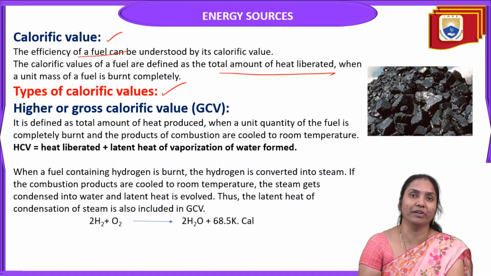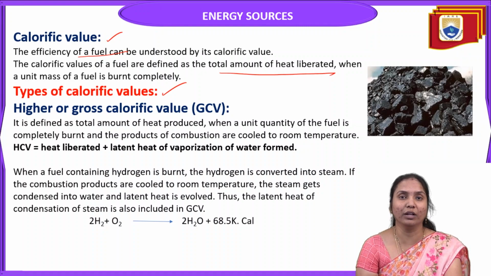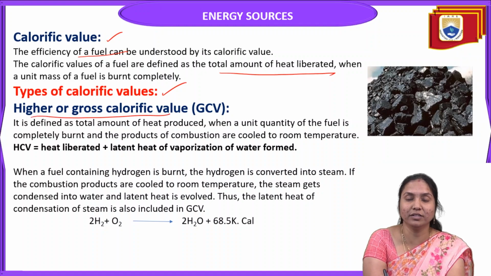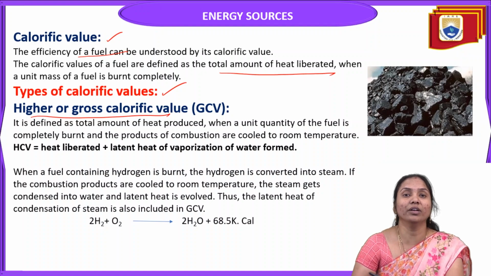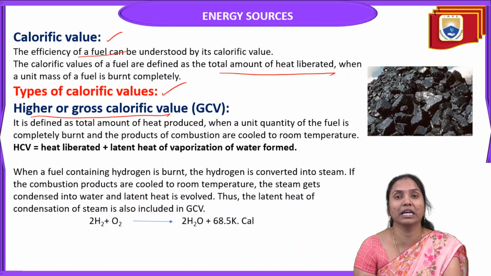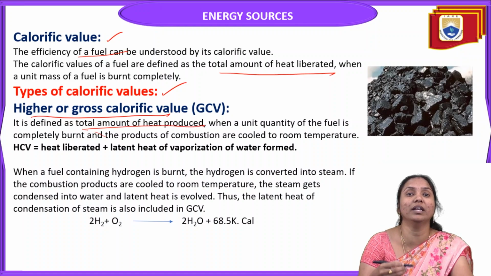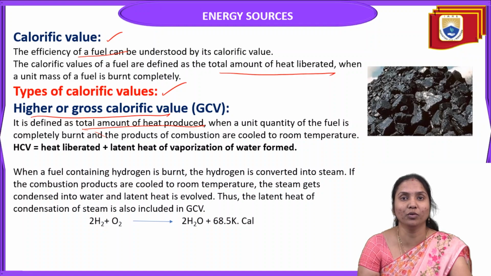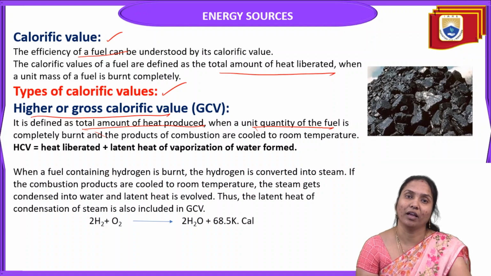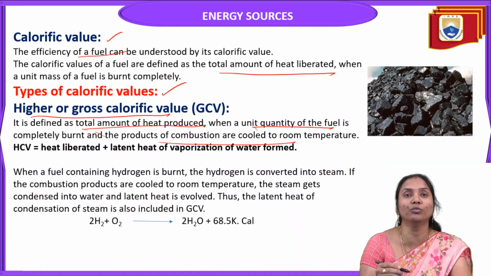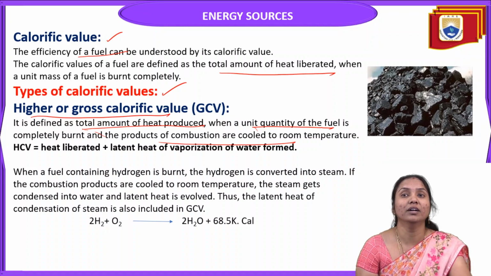There are two types of calorific values, high calorific value and low calorific value. High calorific value is also called gross calorific value. How can we define it? It is defined as the total amount of heat liberated or produced when a unit quantity of the fuel is completely burned, and the combustion products are cooled to room temperature. That is called high calorific value.